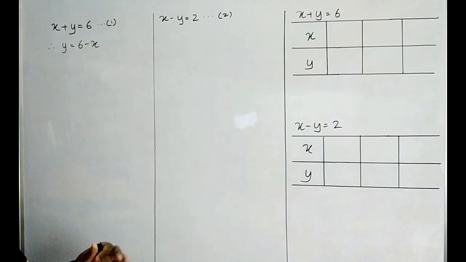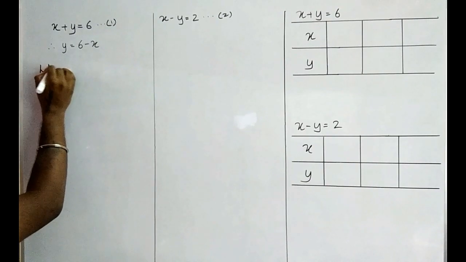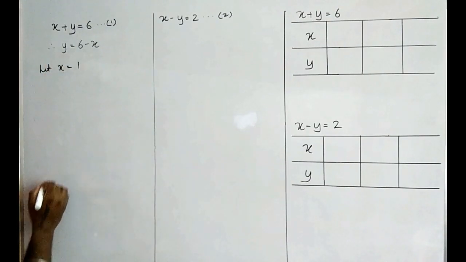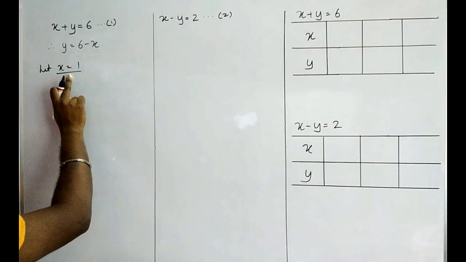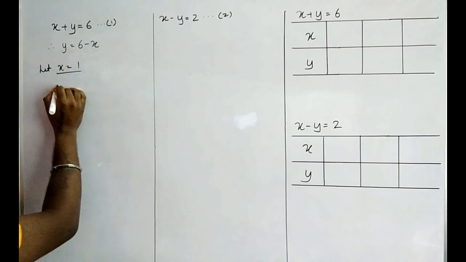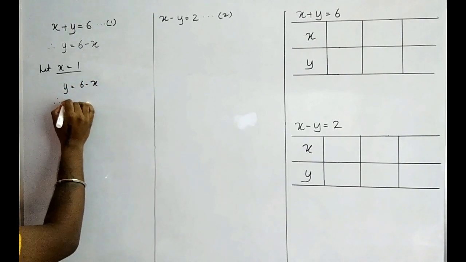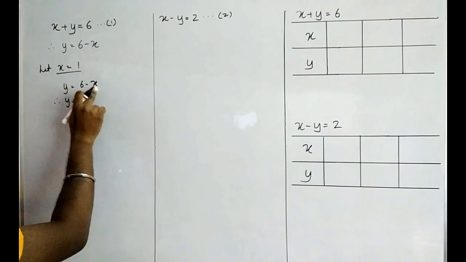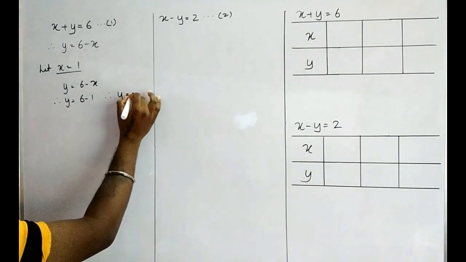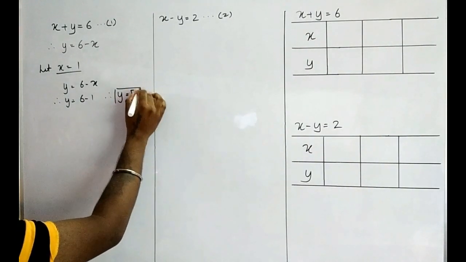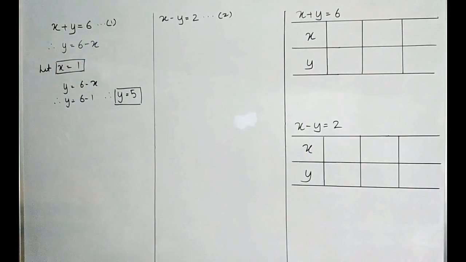Now I told you that in this method we take assumptions. So let us say first let x is equal to 1. So firstly we have taken x is equal to 1. We are going to put this x is equal to 1 in the equation. So therefore we get y is equals to 6 minus x. Therefore y is equals to 6, now value of x is 1, 6 minus 1. Therefore y is equals to 5. So for x is equals to 1, y is equal to 5.